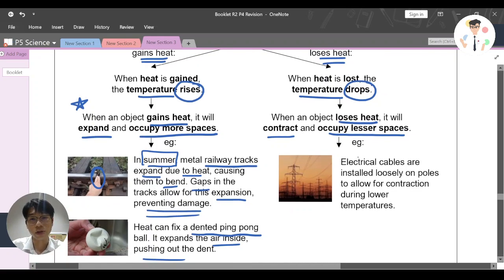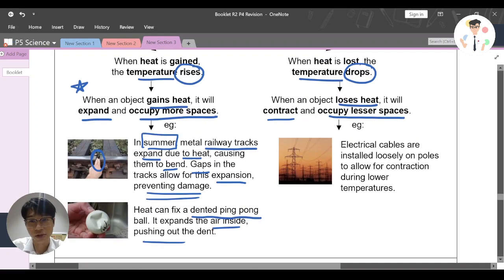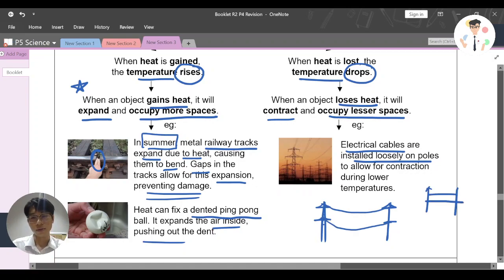Because of these features, it's very important that electric cables are installed loosely on the post. I believe you have seen electric cables like this, with the wires hanging loosely. Why don't they just make it tight? Because when it's a very cold temperature, the cable will contract. If it is so tight, when it contracts, it breaks. That's why it's very important to loosen it, allowing for the contraction and expansion that happens here.